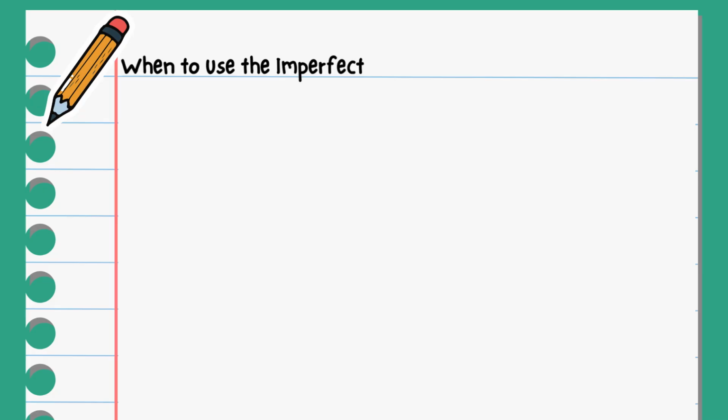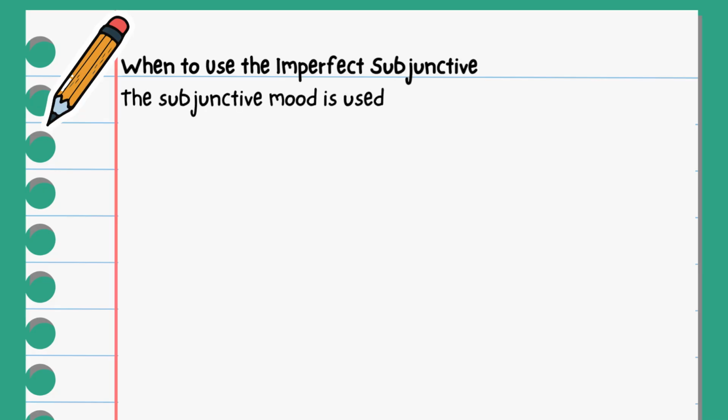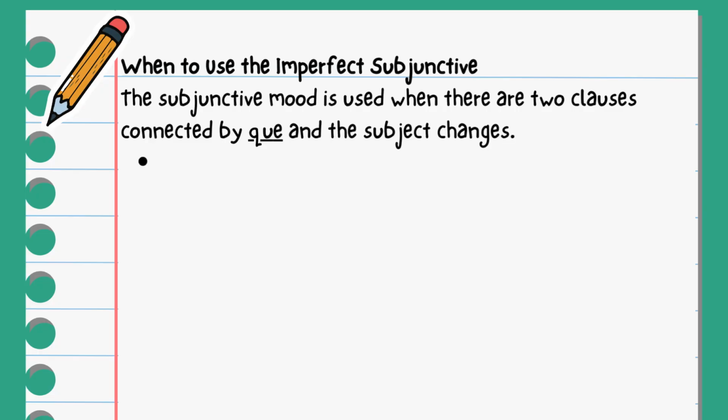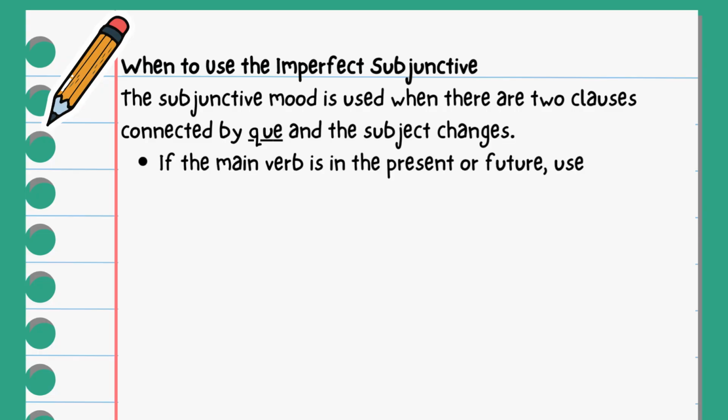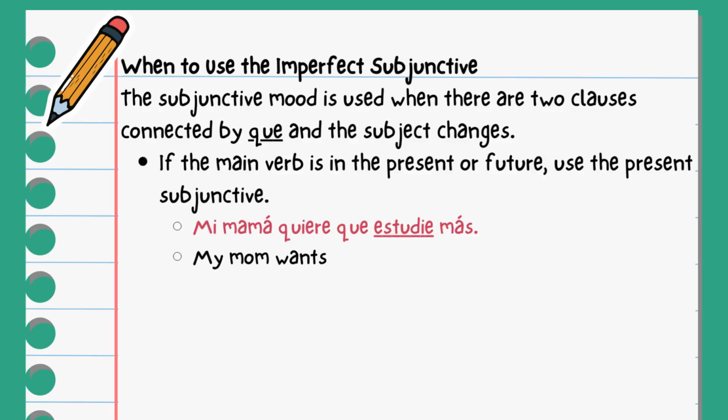So, when to use the imperfect subjunctive? The subjunctive mood is used when there are two clauses connected by que and the subject changes. So, if the main verb is in the present or future, you use the present subjunctive. For example, mi mamá quiere que estudie más. My mom wants me to study more.